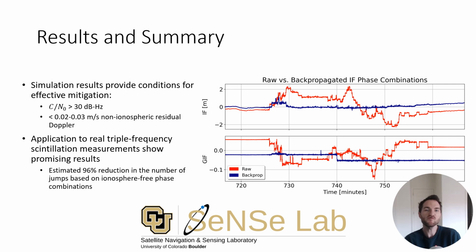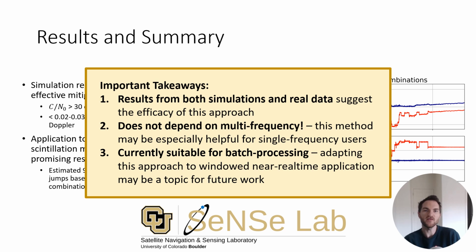In the paper, we provide results on applying this technique to both simulated and real data. We use simulations to assess the impacts of noise and Doppler uncertainty, and with the real data, we demonstrate a reduction in jumps in the ionosphere-free phase combinations. Together, our results suggest that this technique can be effective at reducing the impacts of ionosphere diffraction and cycle slips.